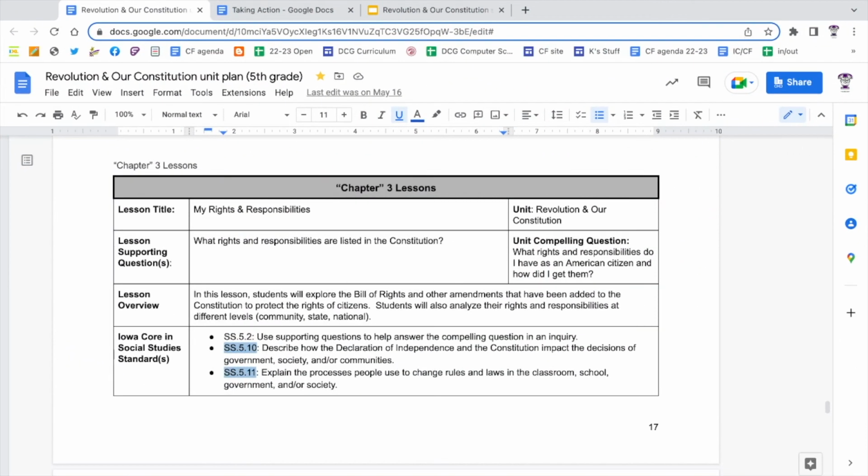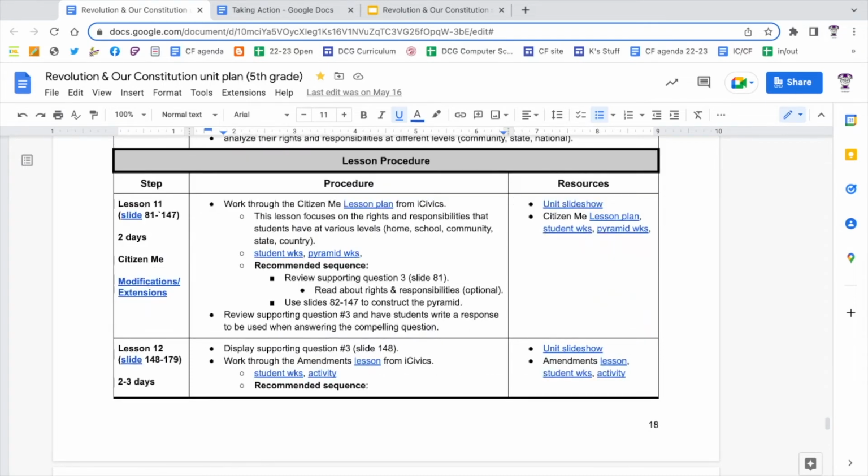Chapter 3 is all about rights and responsibilities that are listed within the classroom. So students will spend a lot of time learning about the Bill of Rights and how their rights and responsibilities balance at different levels, so the community, the state, and the national level. Again, we reference iCivics. There's lots of strong lesson plans on here, and we focus on the citizen me to understand the different levels of government.